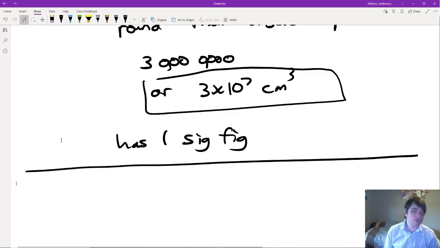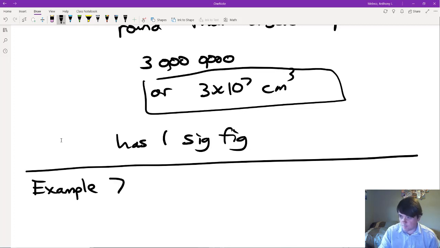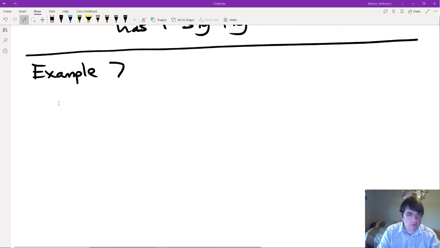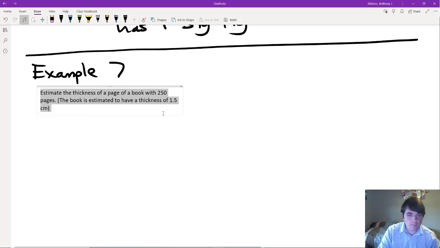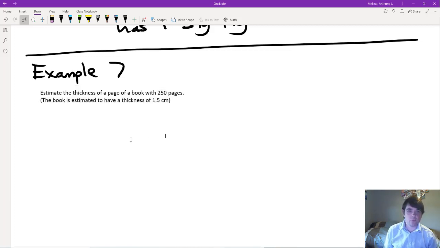Next up is example 7. And this has to deal with estimation. Now, estimation problems are far and few between in this class, but it's still a useful skill to know. Because to estimate something, you kind of need some information about the system, which kind of ruins the point of estimation in the first place.